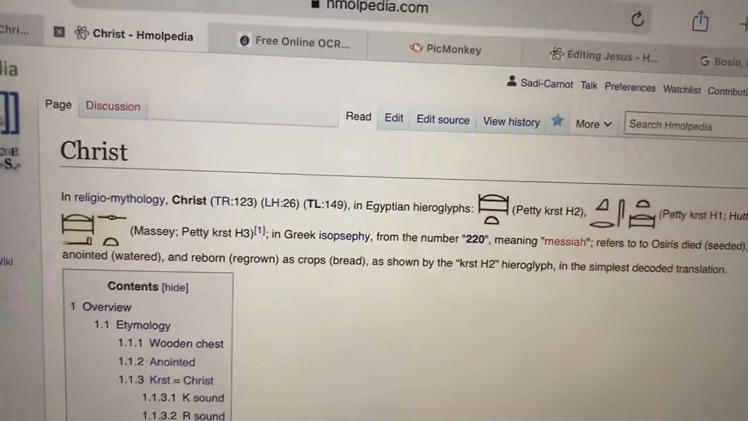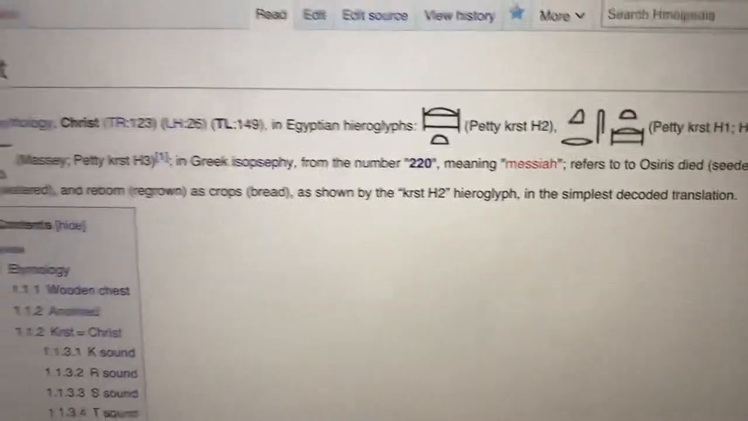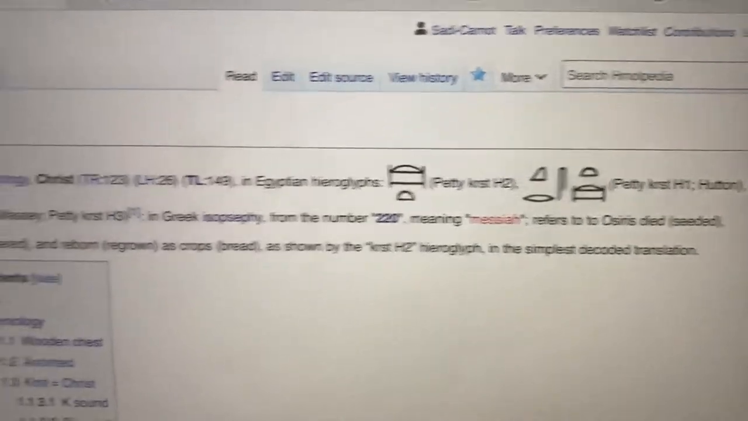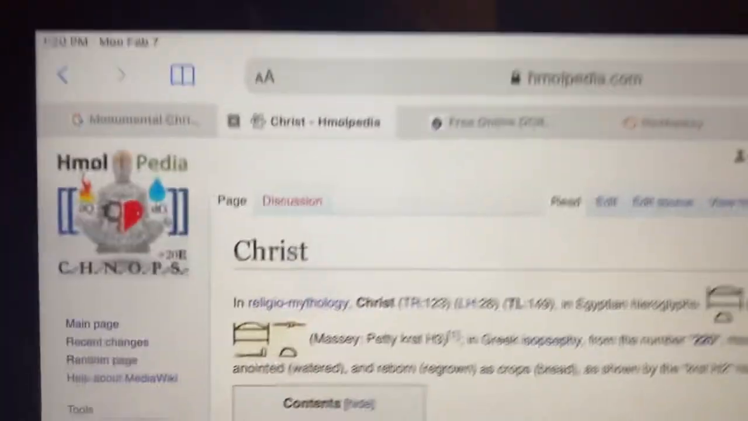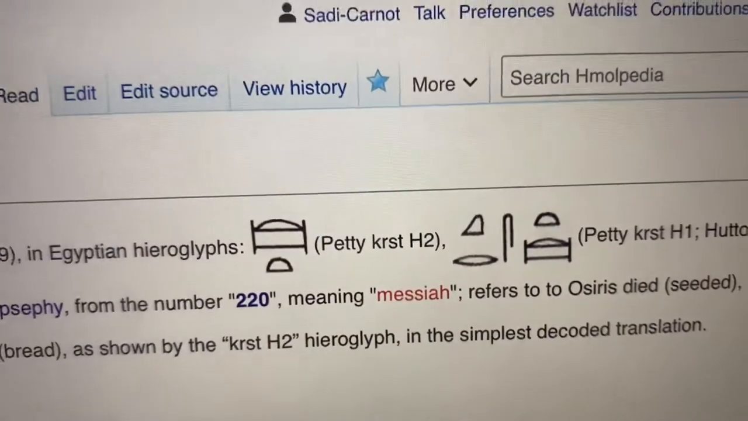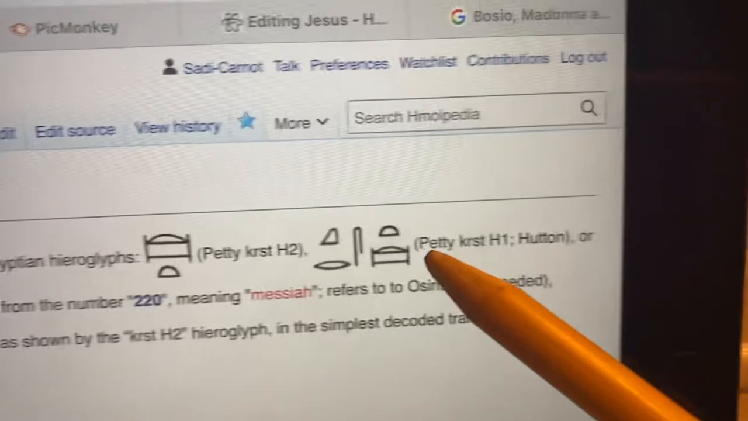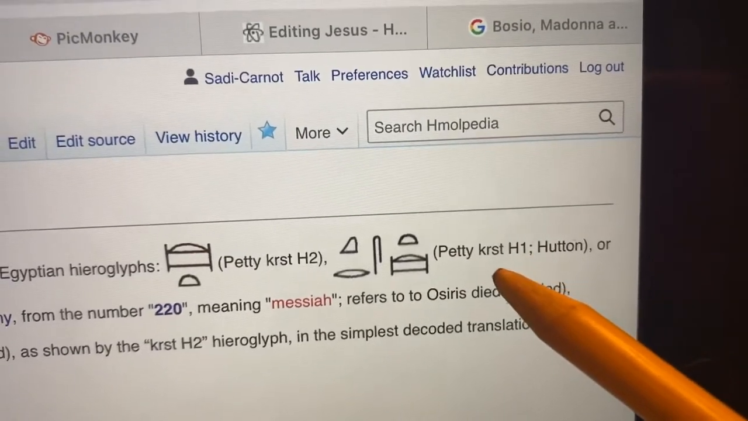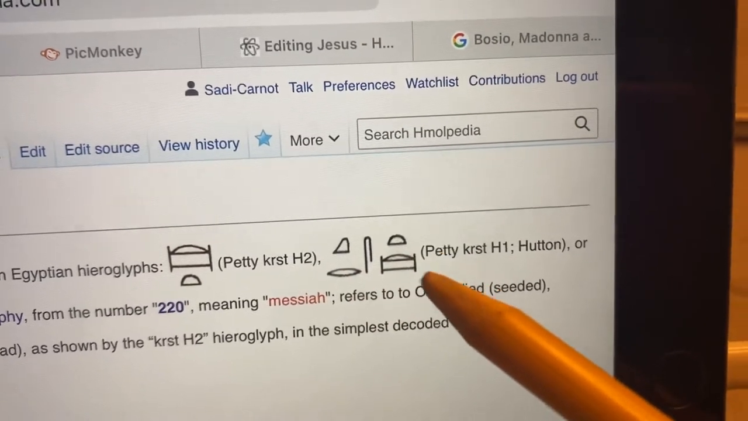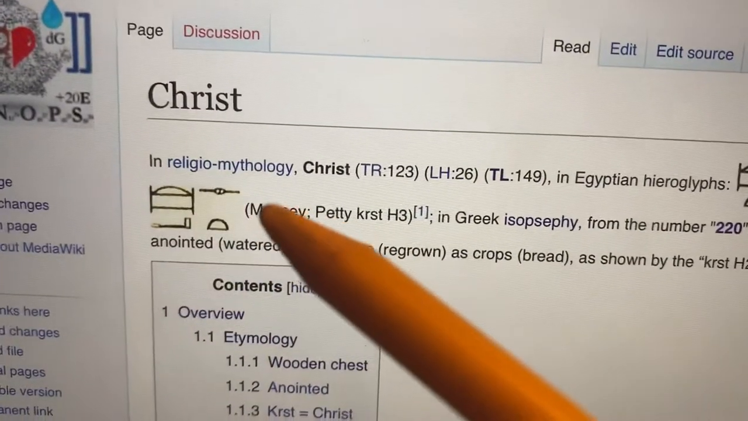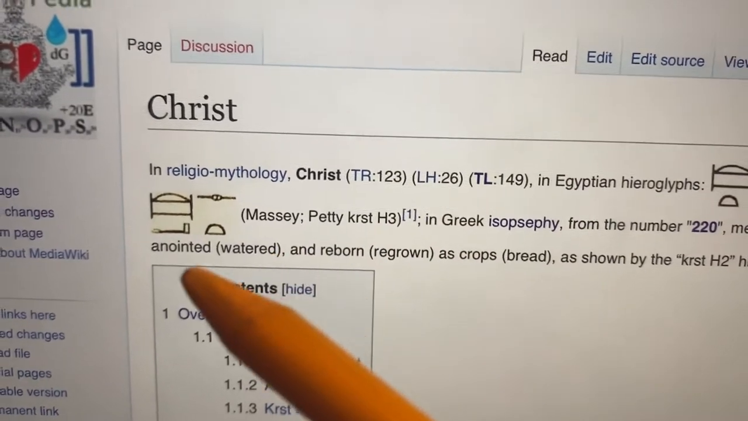So now you can go to the KRST article in Hmopedia, and we're going to look at the three main hieroglyphs that we have for KRST. First is Petty's second hieroglyph. Then we have Petty, the first KRST hieroglyph, which has 1, 2, 3, 4, 5 symbols. And then we have what Macy used and is cited by Petty as the third hieroglyph for KRST, which has 4 hieroglyphs.